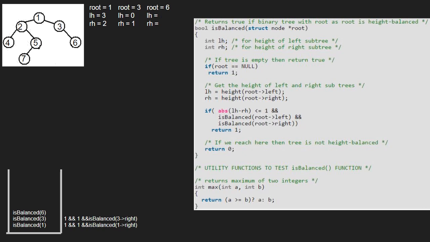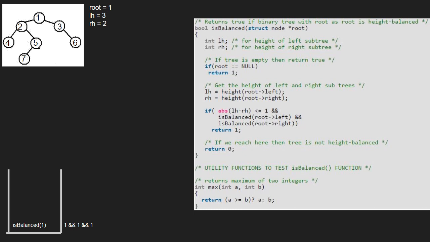Since 6 is a leaf node, the left and right height will be 0. As LH minus RH is less than 1, we call for the left child of 6, which is null. Hence, root will point to null. Since root is null, we return 1. We call for the right child of 6, which is also null. Again, since root is pointing to null, we return 1. 1 and 1 and 1 will return 1, and we finish execution for node 6. Again, we return 1 and finish execution for node 3. Finally, we return 1, and hence this is a height balanced binary tree.